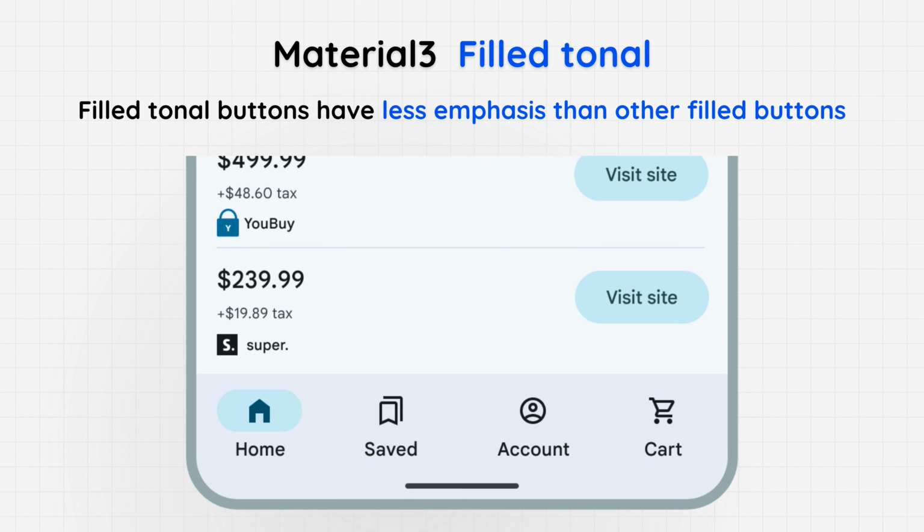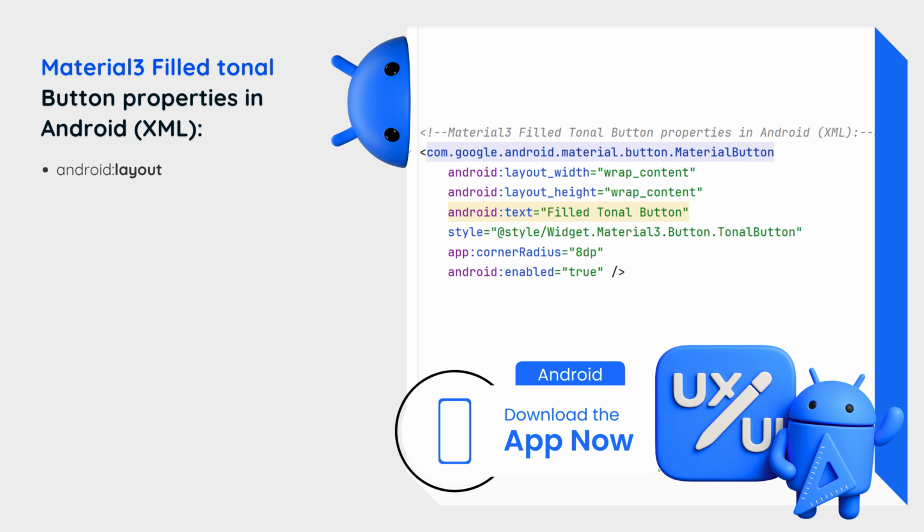Filled tonal buttons in Material 3 offer a softer look compared to regular filled buttons. They're designed for secondary actions that still need attention, but without stealing the spotlight. Ideal when you want balance in your UI without too much emphasis. Let's go over the XML properties for a Material 3 filled tonal button.